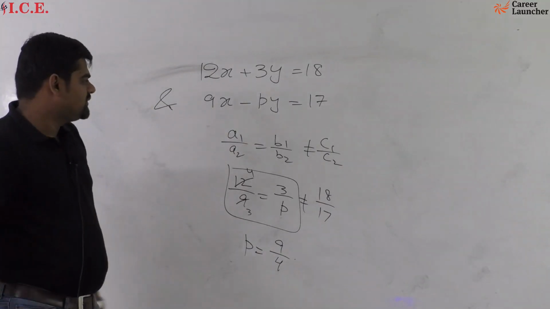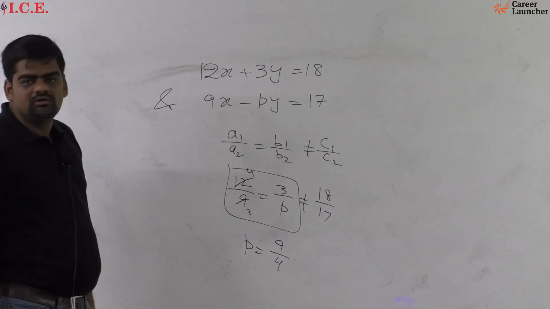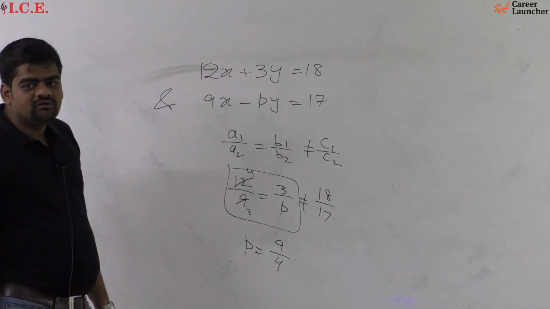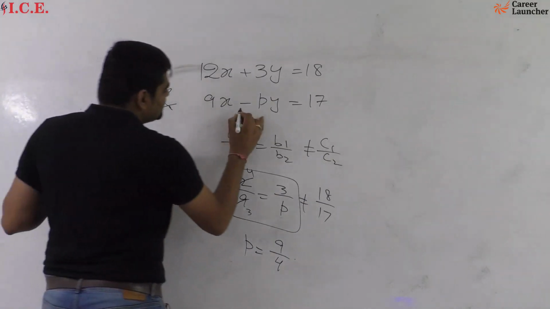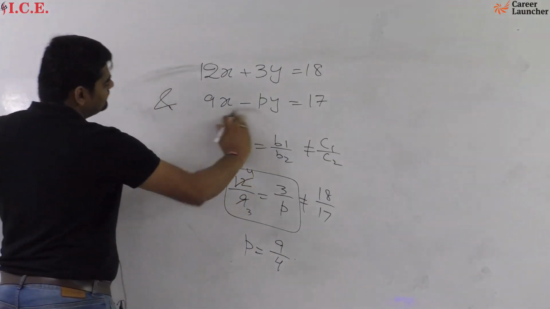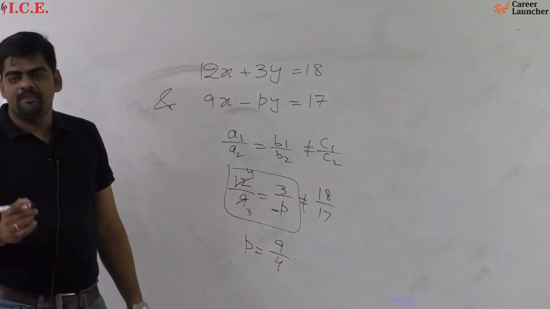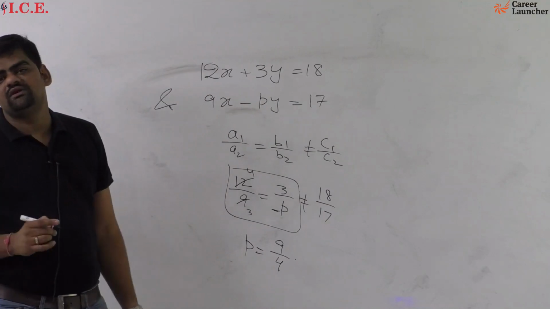Yes, p will be equal to what? 9 by 4. Yes or no? No. Why no, sir? Very important. Try to understand. You have to take this minus sign also. This sign is very important. The first option you will get is 9 by 4, which will be a wrong answer.